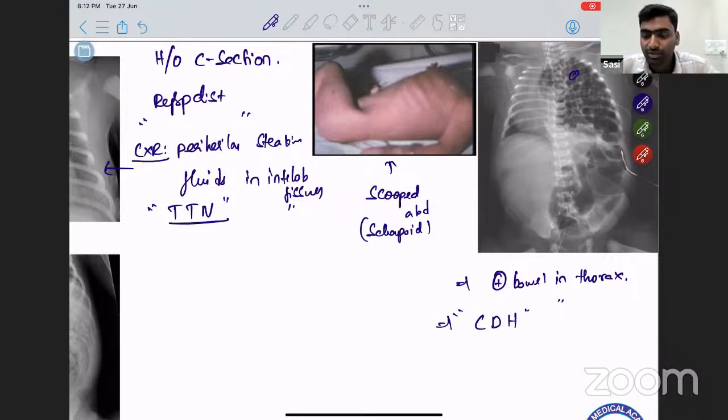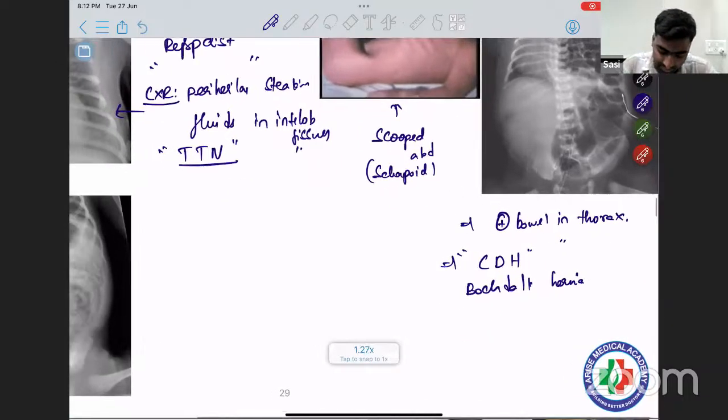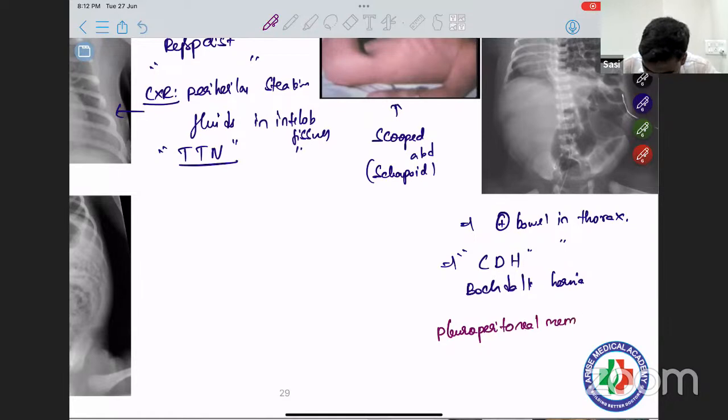What is the most common type of congenital diaphragmatic hernia? You know? Yeah, this is CDH. It is the Bochdalek hernia. On which membrane is the defect in a case of congenital diaphragmatic hernia? We know the membrane which is defective in a case of congenital diaphragmatic hernia is which membrane? It is the pleuroperitoneal membrane. And this Bochdalek hernia occurs on the left side. So just remember these 2 points, it will be enough for you.